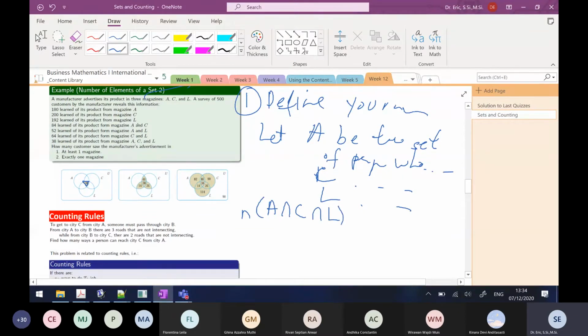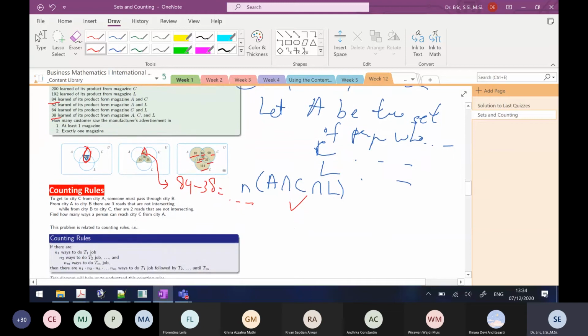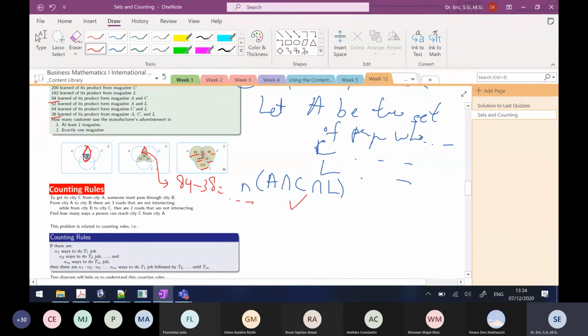Okay, yeah? And you have A intersection C is 84. So you know what this one, the triangle, is. This gives you 84 minus 38. Okay, and you can do all the same thing. Try to do this and try to fill this out. This is just like filling Sudoku. I won't discuss it anymore. You can try to do it on your own.